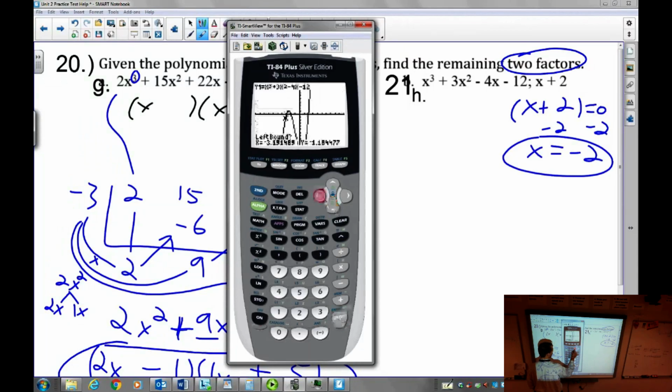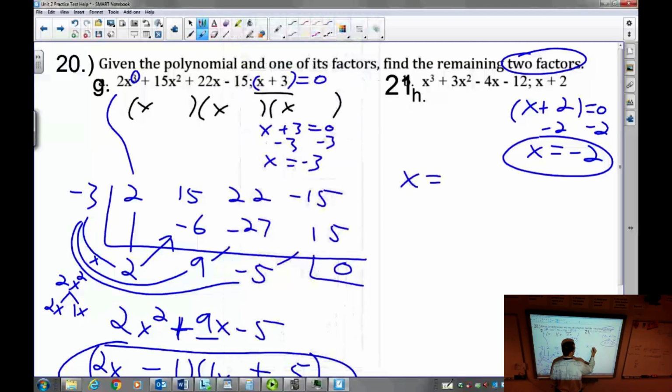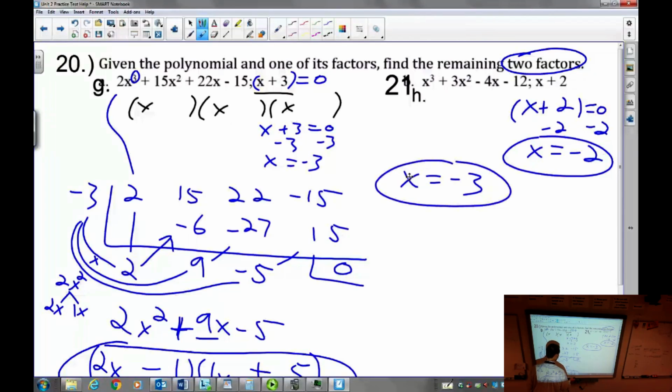Do a left bound. So go to the left, push to the left, push to the left. That brings us down a little bit, doesn't it? Now push to the right, push to the right, push to the right. That brings us up a little bit. Push enter. Now guess right about there. Push enter. And -3, 0 is one of our factors. So x equals -3 is one of our factors. x equals -2 is one of our factors.